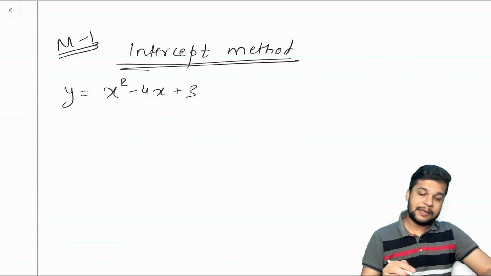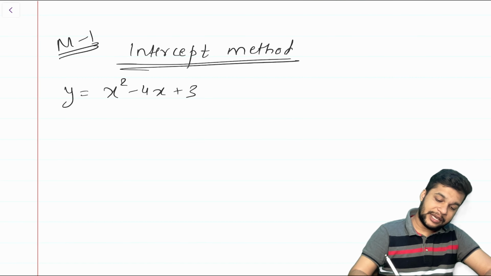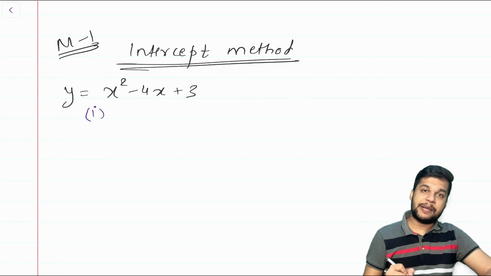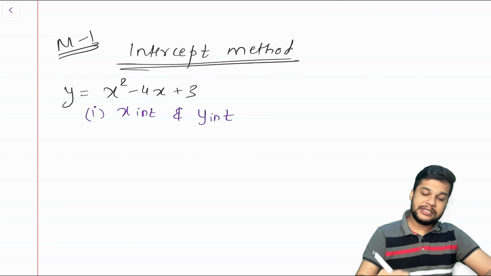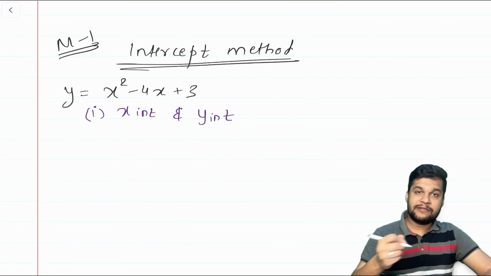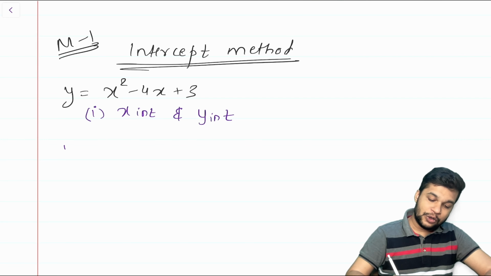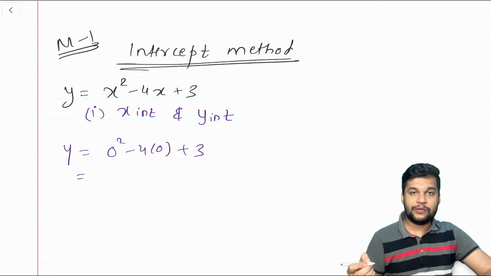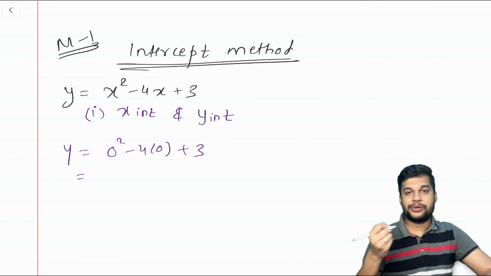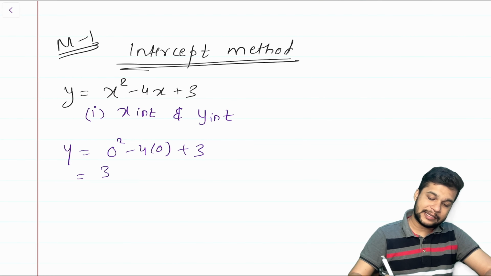So what does the intercept method say? Your step number 1 is to find the x-intercept and y-intercept. So what is the y-intercept? To find the y-intercept, you substitute x as 0. So y equal to 0 square minus 4 times 0 plus 3. So 0 square is 0, 4 into 0 is 0, so 0 plus 0 is 0 and plus 3 is 3. Okay, so y-intercept is 3.